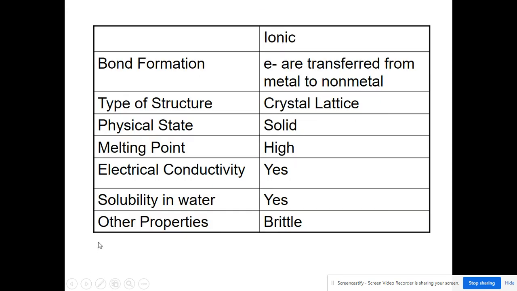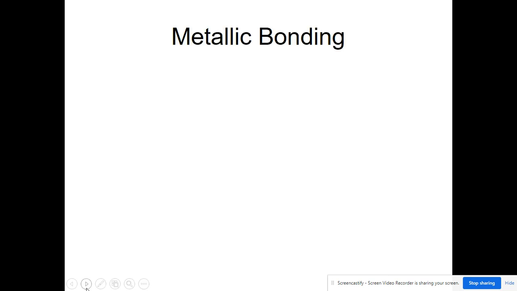Okay, so here is just a summary of the properties of ionic compounds you should be familiar with. I think all of these you should have in your notes so far, but if you want to have them all in one place, here they are. And okay, so metallic bonding is a little different from ionic bonding.